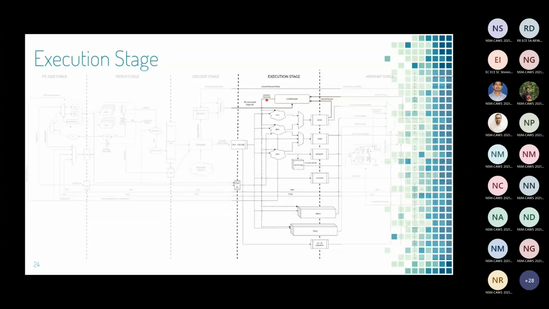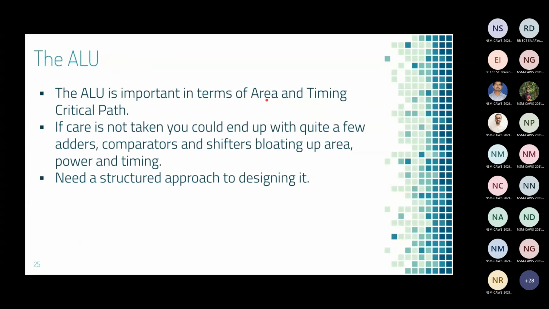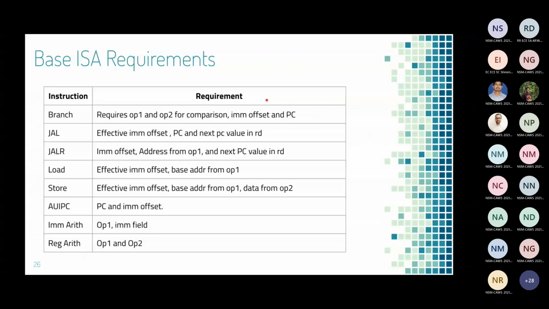The next is the execution stage. The most important part of the execution stage is the ALU. It's one of the most important in terms of area because it includes the adders, subtractors, shifters, and we need to take really good care in building this ALU. So let's look at all the instructions that will be executed by this particular ALU, right? You have branch instructions which require operand 1 and operand 2, and you need an adder to compute the actual branch target, so PC plus immediate offset. JAL is going to require PC plus immediate offset and the next PC, that is PC plus 4, which needs to be written into RD.